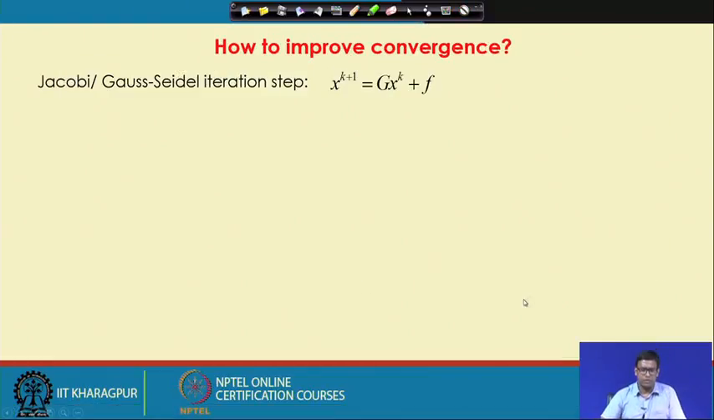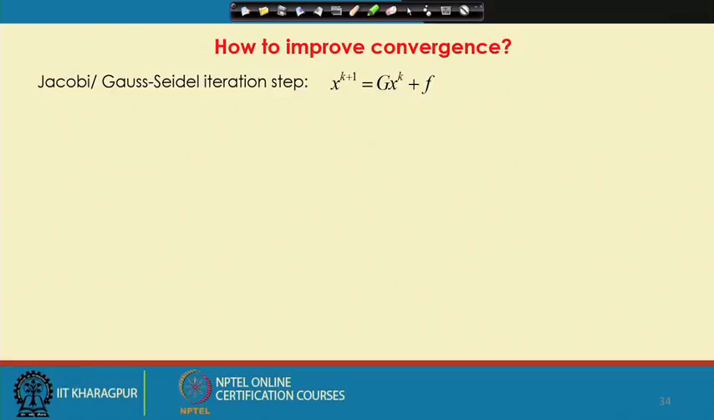How to improve convergence? Jacobi or Gauss-Seidel gives x k plus 1 is equal to G x k plus f. This G comes out of a splitting of A equal to M minus N, which is D minus E minus F, something like that, and then forming M inverse N as G. So A is equal to M minus N, and M inverse N is equal to G. That is the idea we followed here.